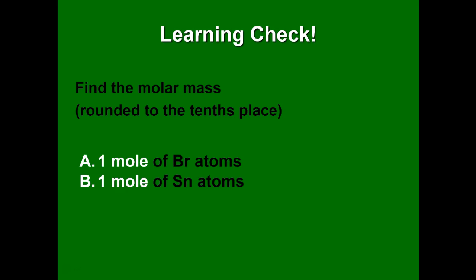All right, so let's do a little learning check here. Get your periodic table out and find the molar mass rounded to the tenth place for 1 mole of bromine atoms and also for 1 mole of tin atoms. So once again, you're just going to read these things off the periodic table. Since an atom of bromine weighs 79.9 AMU, a mole of bromine atoms weighs 79.9 grams. Since a tin atom weighs 118.7 AMU, a mole of tin atoms weighs 118.7 grams. And I hope you got those answers. I'm sure you did.